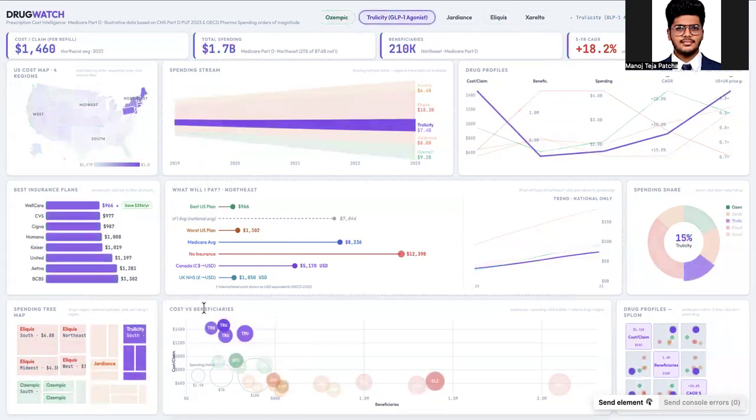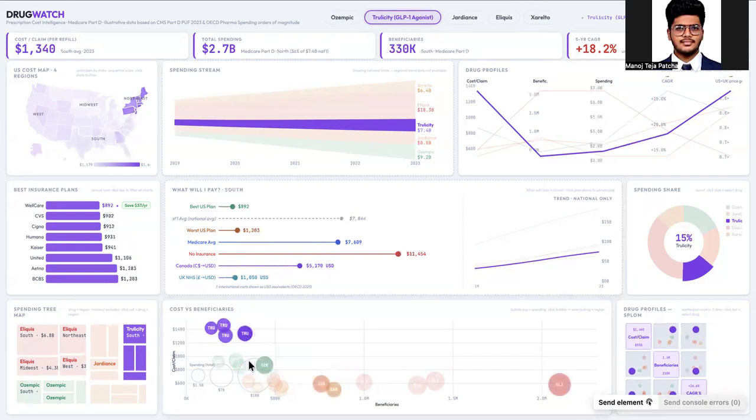So yeah, coming to the bubble scatter plot. The bubble scatter plot compares cost per claim against beneficiaries, with bubble size representing the total spending. This visualization helps identify drugs that are both expensive and widely used. They also represent the highest cost burden on the system.